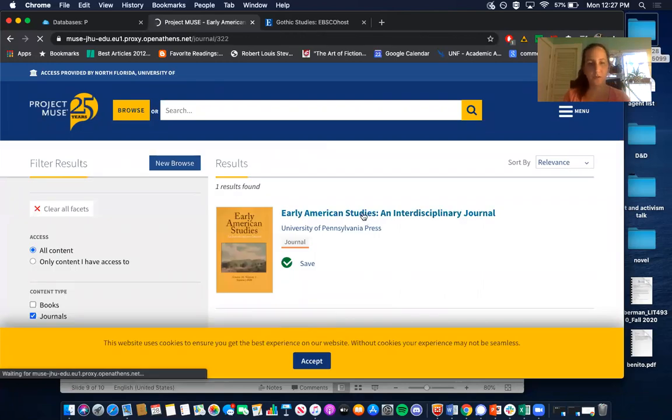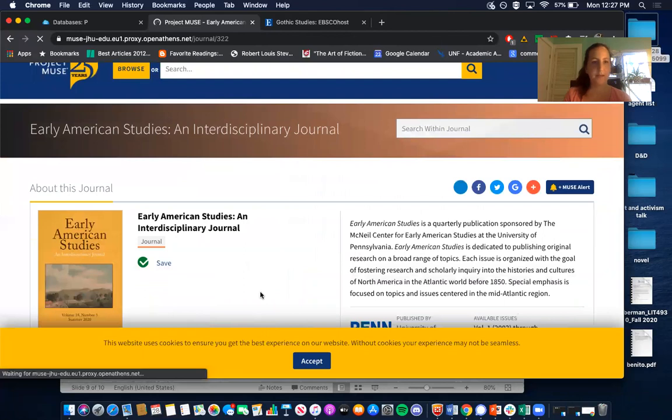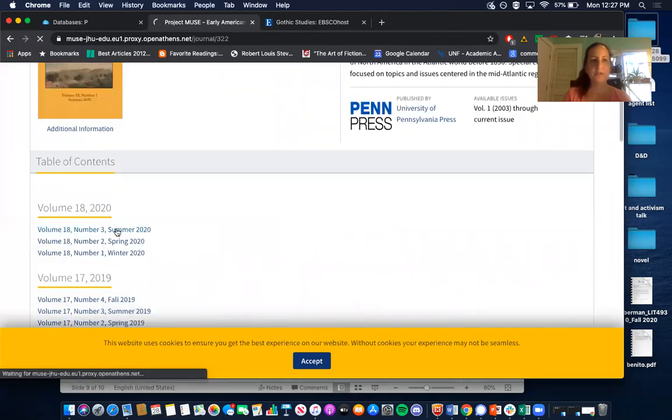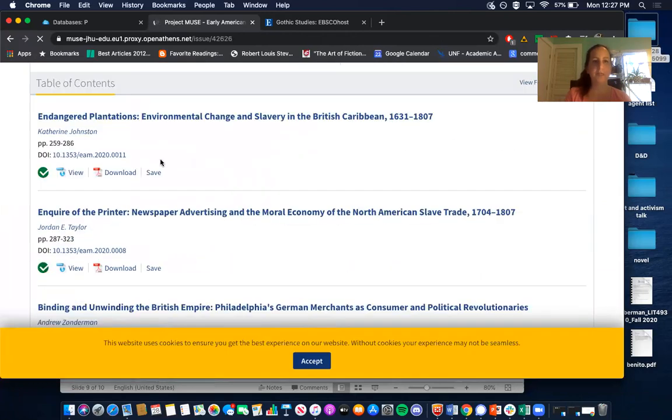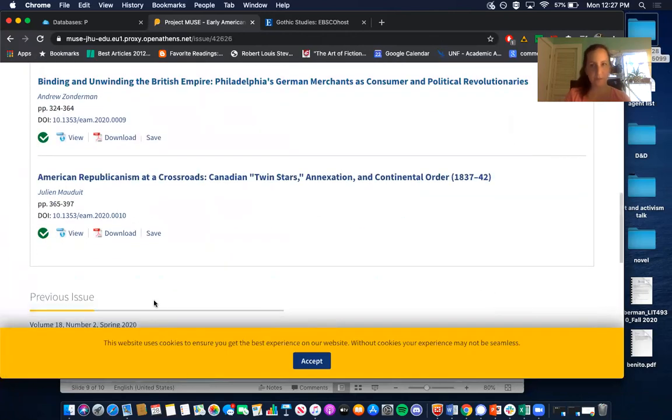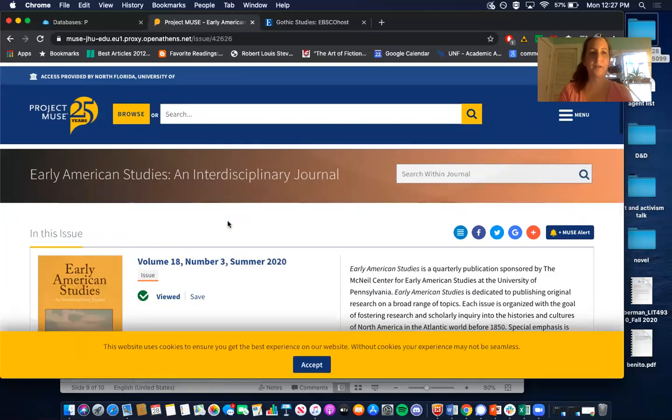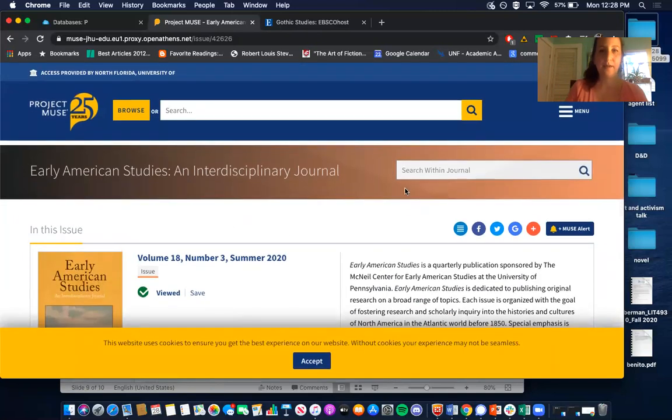I'll go to the journal itself, and then I'll go to the most recent issue and literally read every single thing in that issue. Then I'll go to the issue before that, the issue before that, the issue before that, read 5 issues cover to cover to get a sense of what the conversation in this journal looks like.